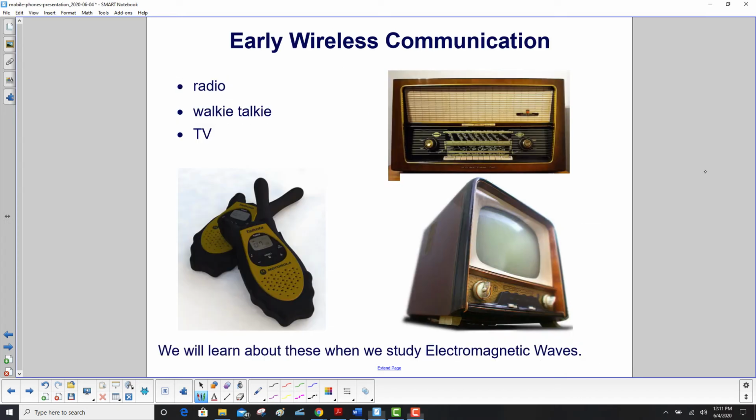Early wireless communication used the radio, walkie-talkies. You can talk to each other via these two little handheld sets here. And then the television. Of course, a television was one way, right? They could broadcast from aerials into your television, but you couldn't go the other way.